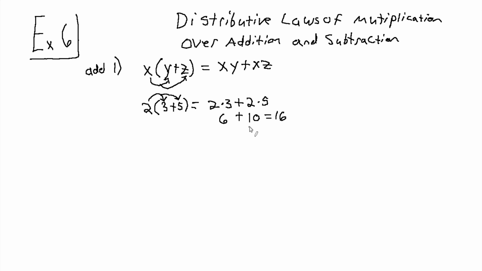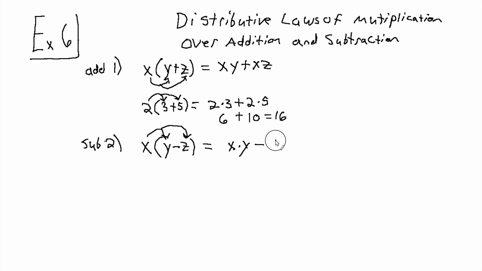Similar rules apply to subtraction. Instead of doing the addition, just do the subtraction. So, distribute the x times y, and then you have a minus, then x times z. You can also do this with real numbers. Do the 2 times 3 first, then the minus, then 2 times 5. Go ahead and do the multiplication. 2 times 3 is 6, 2 times 5 is 10, 6 minus 10 is negative 4.